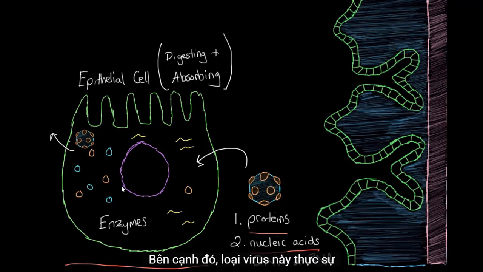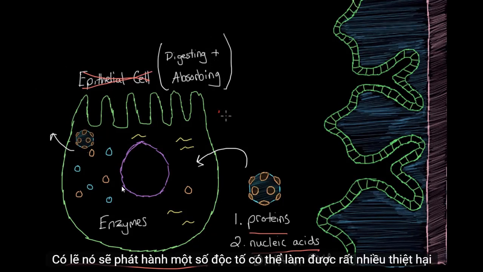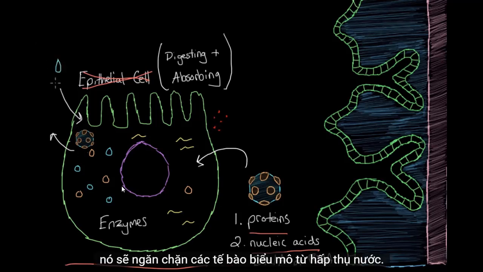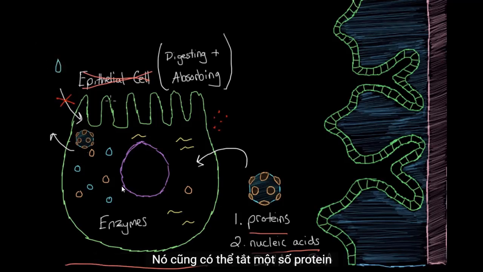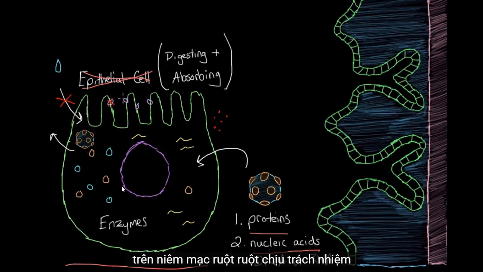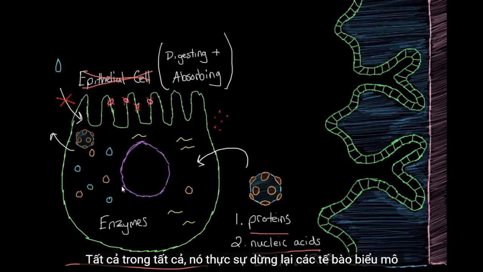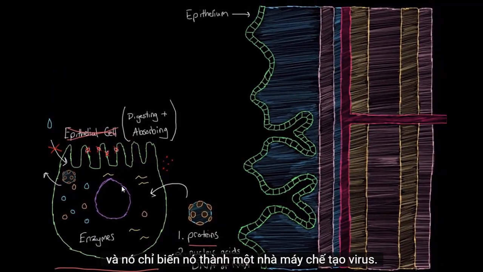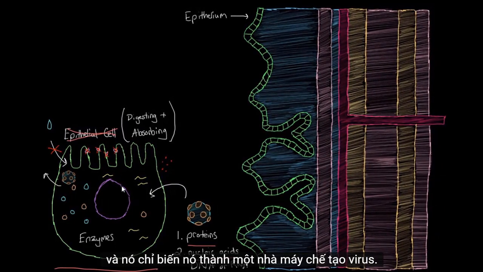In addition to that, the virus is actually going to shut down many of the functions of the epithelial cell. Maybe it'll release some toxins, right, that can do a lot of damage to the epithelial cell. So for example, it'll stop the epithelial cell from absorbing water. It can also deactivate certain proteins on the intestinal gut lining that are responsible for digesting your food. So all in all, it really stops the epithelial cell from doing what it needs to do, and it just turns it into a virus-making factory.